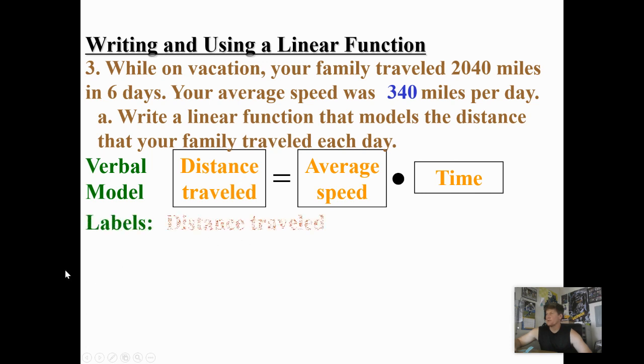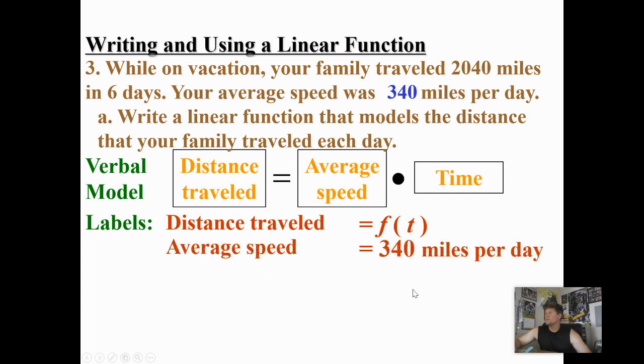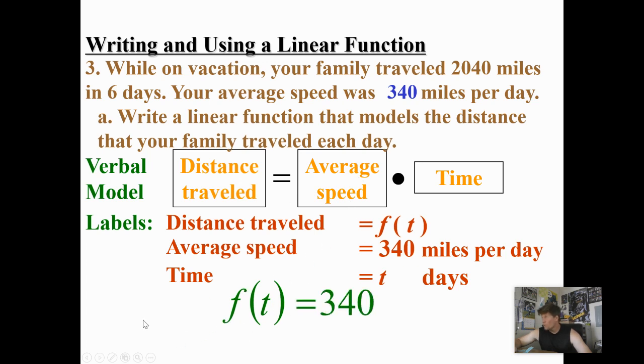So now we can start putting this down with our labels. We have our distance traveled, which is our function notation, f of t, t for time. Average speed was what we got from the problem, that 340 miles per day. And then our time was in t days. We could put all of this together saying distance traveled, f of t, equals my average speed, 340, times my time, which is our input, which is t. Now with the values we have here, we could take our input time, 6, plug it in times that 340, and see if that output matches the 2040, which it does.